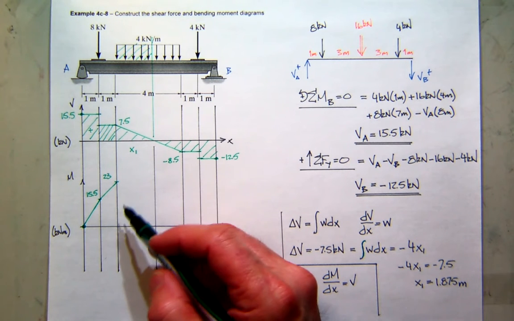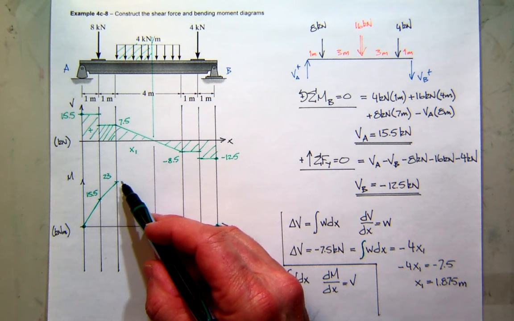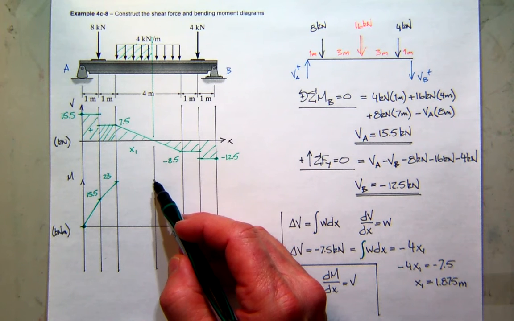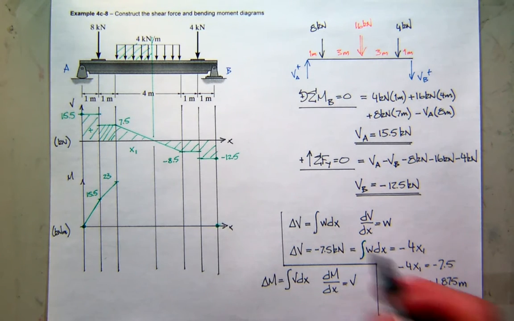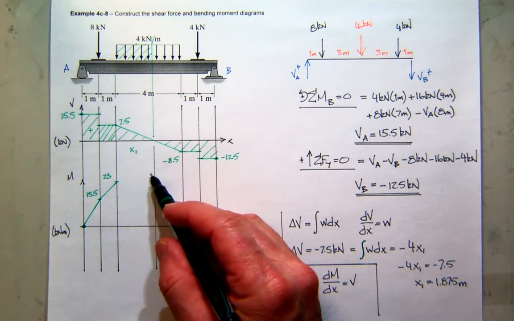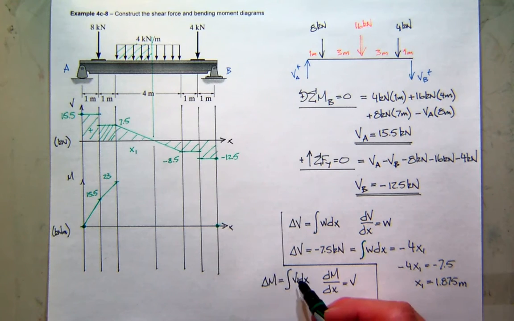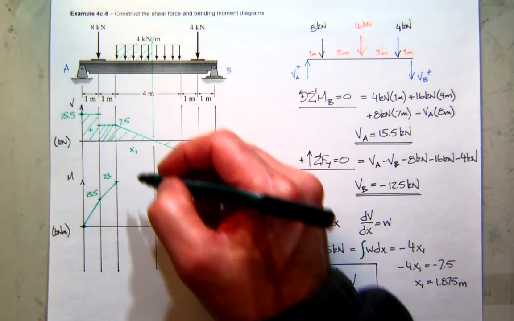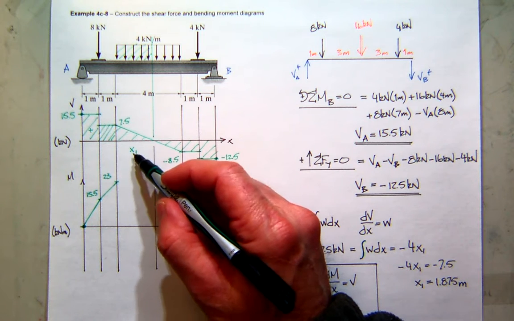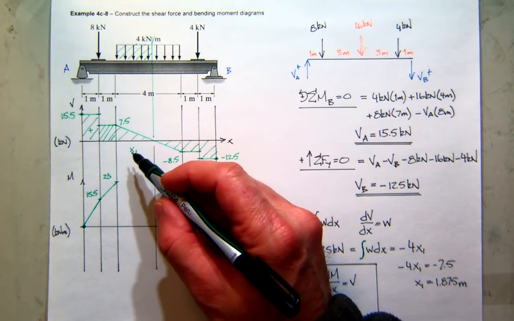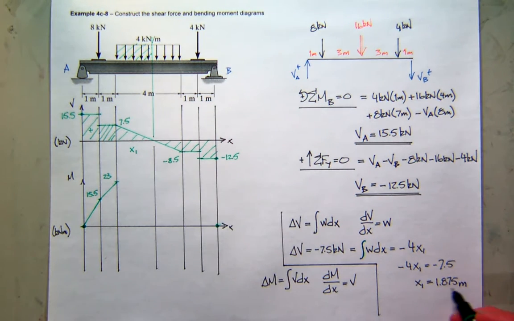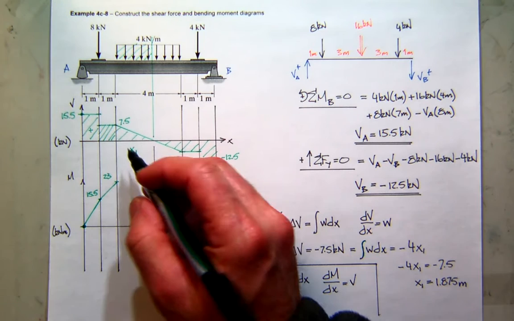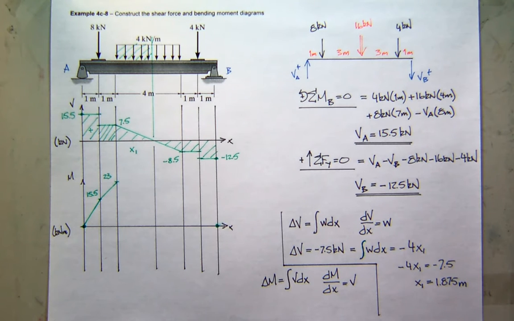Now, what's the change in moment from 2 meters to this x1 distance, which we calculated as 1.875? Well, the change in moment is the area in the shear diagram, and that part of the shear diagram is a triangle. So it's 1/2 base times height. So it'd be 1/2 base, 1.875, times height, 7.5. What's that change?